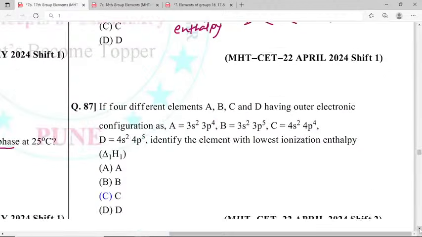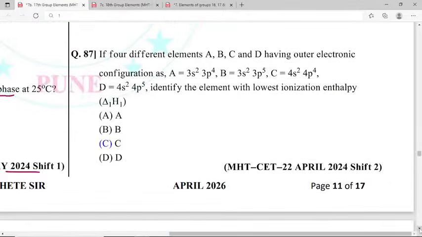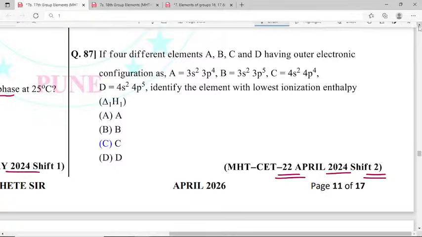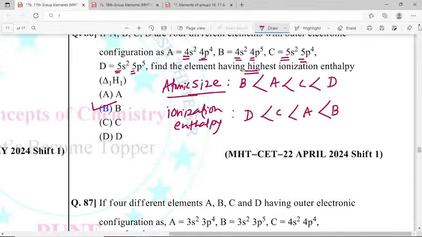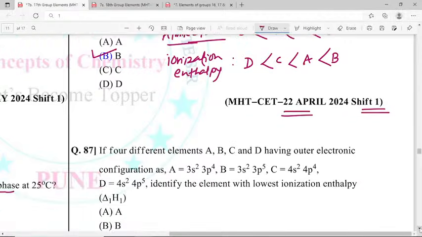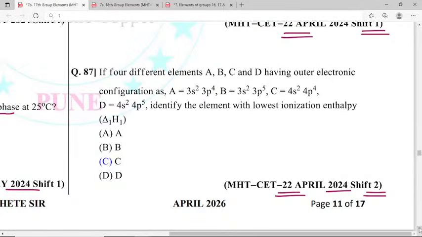2024. The same question was asked here. Please check out 2024, 22 April, shift 2. And the same question here, 22 April, shift 1. So shift 1 and shift 2, solve them. If you have understood, give the answer now.